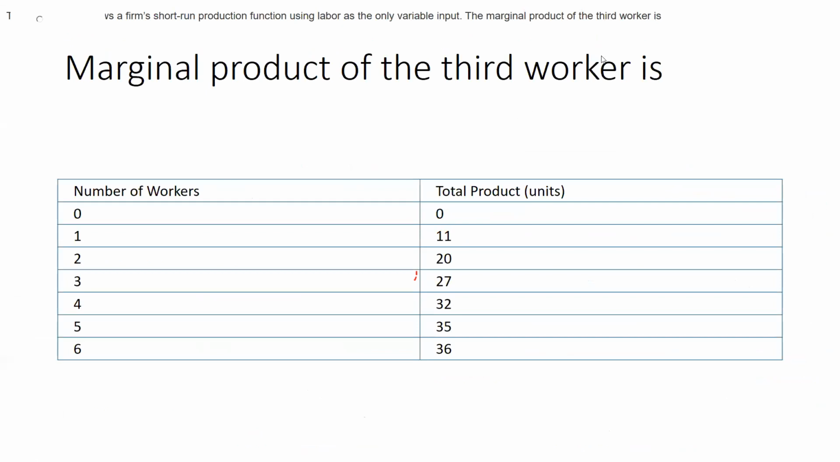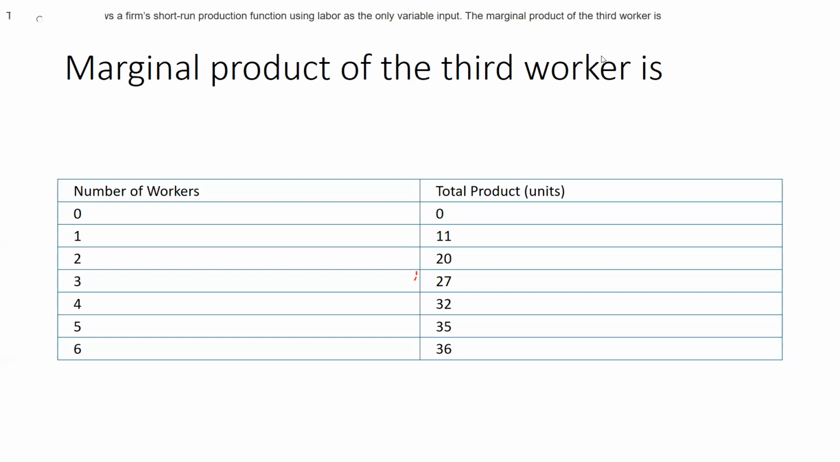Okay. I'll give you like 30 seconds to think of the marginal product of the third worker. Okay, what do we have for the marginal product of the third worker? All right, everyone's getting the 7.